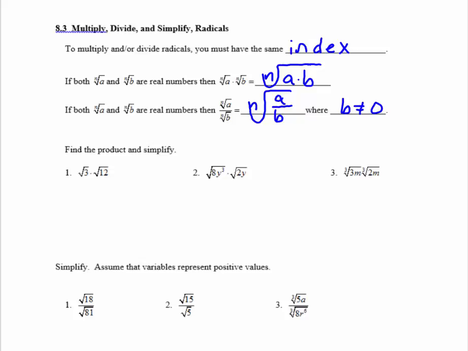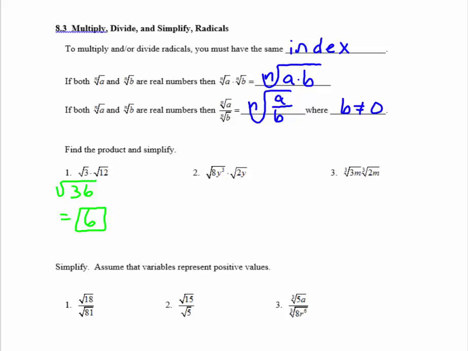So for number 1, it says find the product and simplify. The square root of 3 times the square root of 12. The index is the same. The index is a 2, so we can put them underneath the same radical. So we end up with 3 times 12 underneath the square root, which gives us the square root of 36. And the square root of 36 is just 6. So in my face-to-face class, I'm always saying if they're separated, put them together.